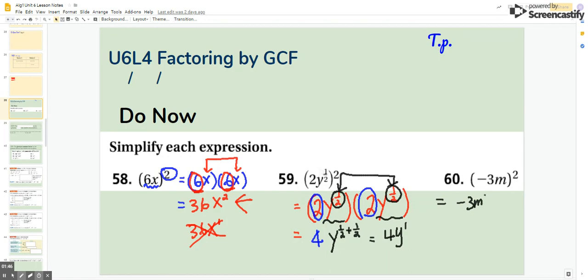And negative 3m times negative 3m. So you multiply negative 3 twice, which is 9, and m squared.